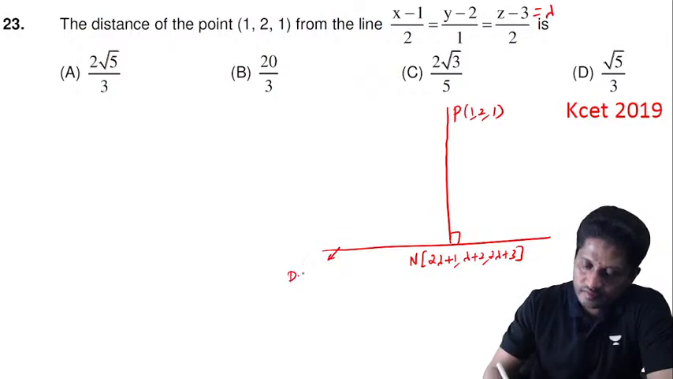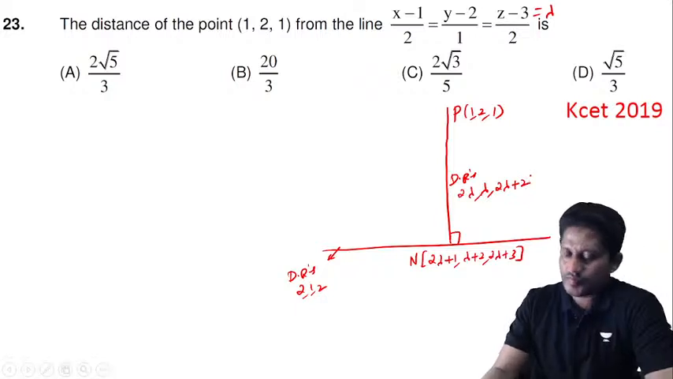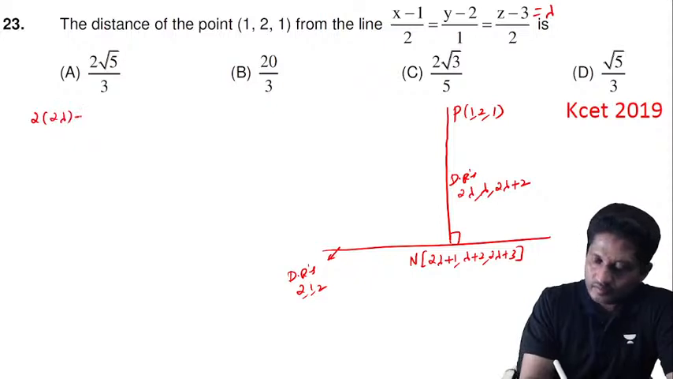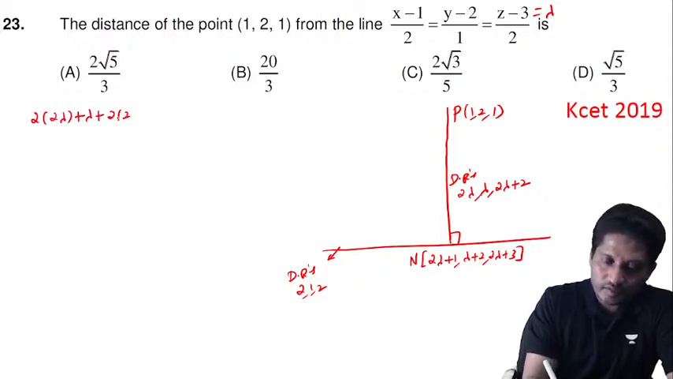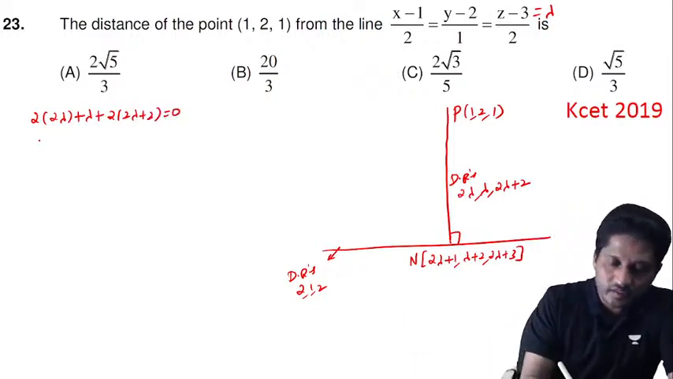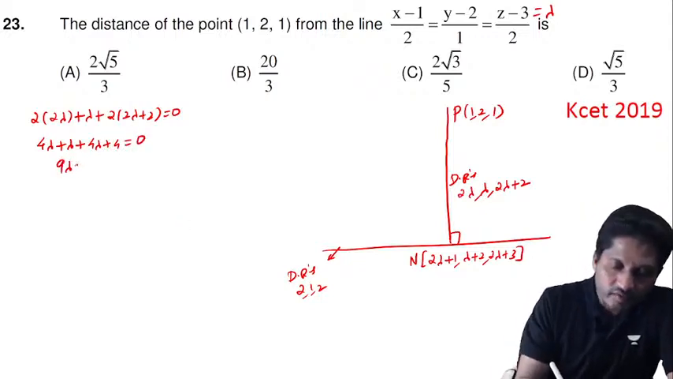DRs of this line will be 2, 1, 2. DRs of the line joining the 2 points will be 2 lambda, lambda, and 2 lambda plus 2. Now if I multiply the DRs, 2 into 2 lambda plus lambda plus 2 into 2 lambda plus 2 is equal to 0. Right, now you get 4 lambda plus lambda plus 4 lambda plus 4 is equal to 0. Now 9 lambda is equal to minus 4, lambda is equal to minus 4 by 9.